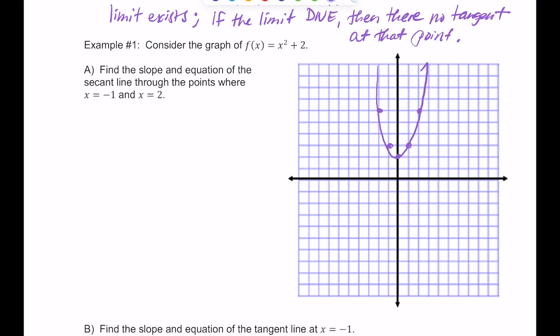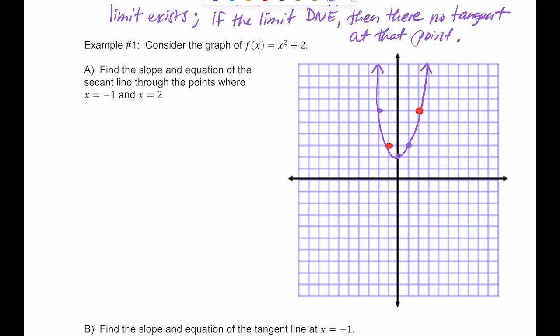Okay, so there's x squared plus 2, and you can verify on your graphing calculators. So we want to find the slope and an equation of the secant line that passes through the points where x equals -1 and where x equals 2. Okay, so let's take a look at that.